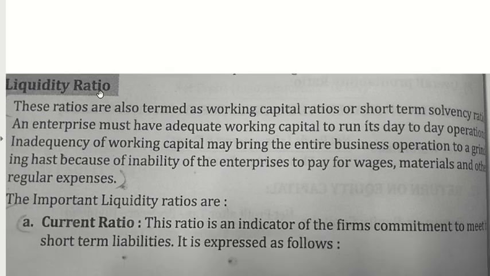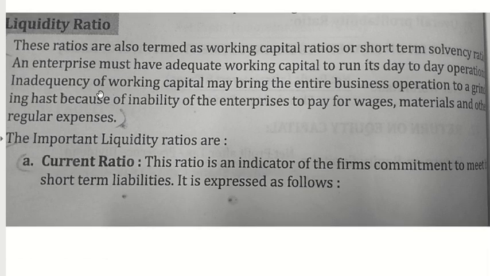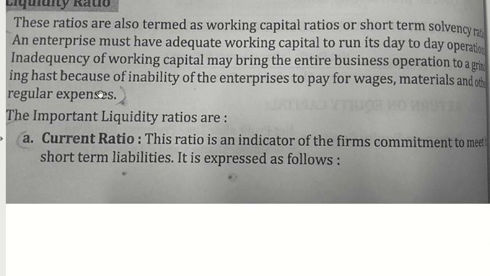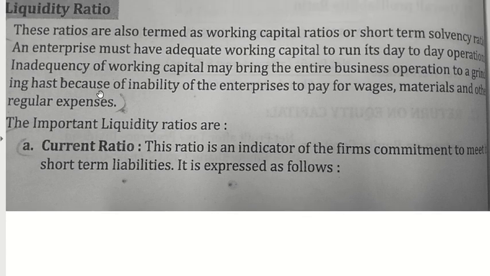In this video we're going to look into the liquidity ratio. The liquidity ratio is also known as working capital ratio or short-term solvency ratio. There are three liquidity ratios: current ratio, liquid ratio and absolute liquid ratio. Why is this liquidity ratio found? It basically tells how much adequate working capital the company has in order to meet its short-term requirements.